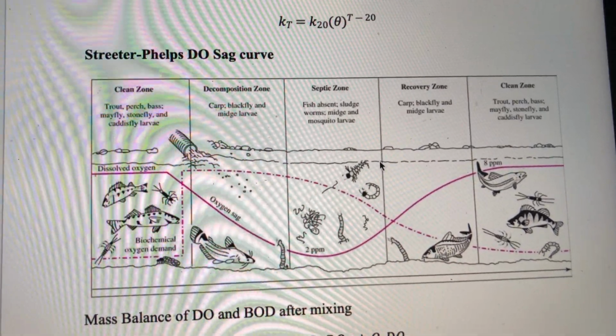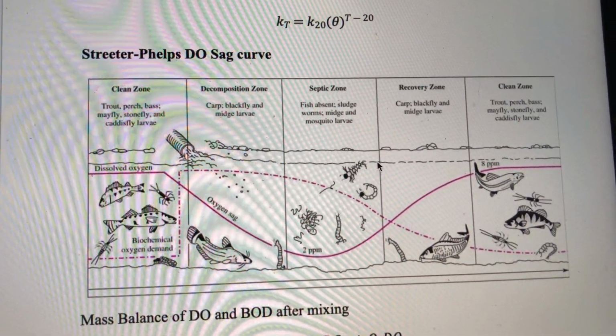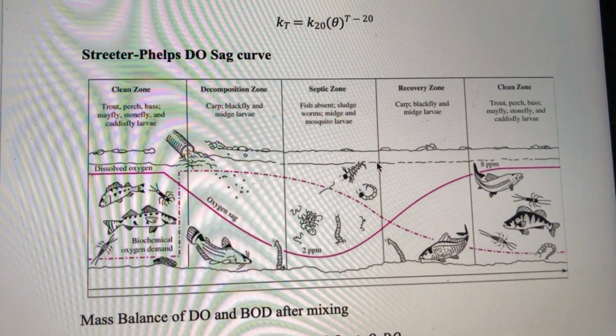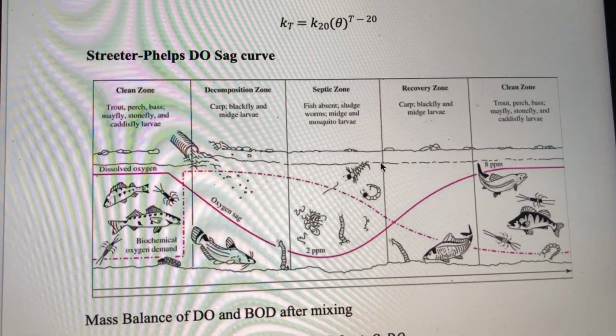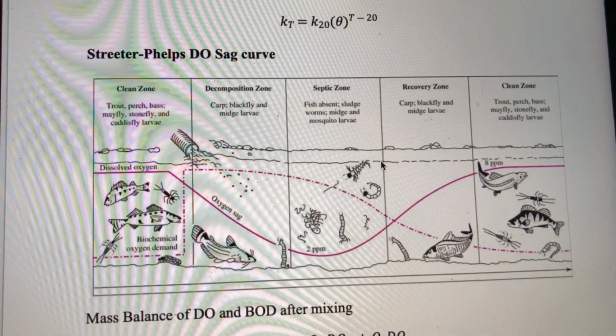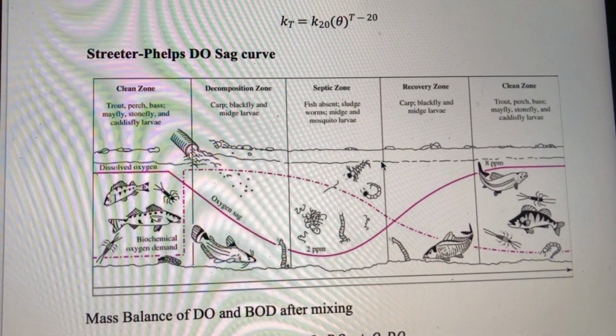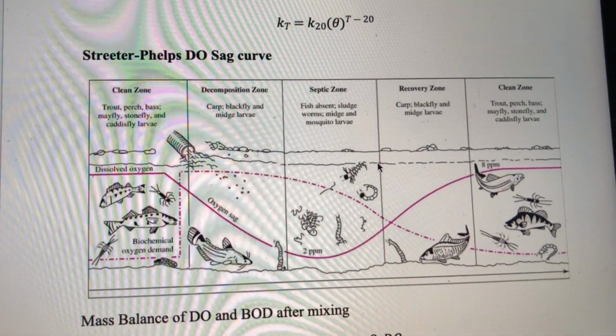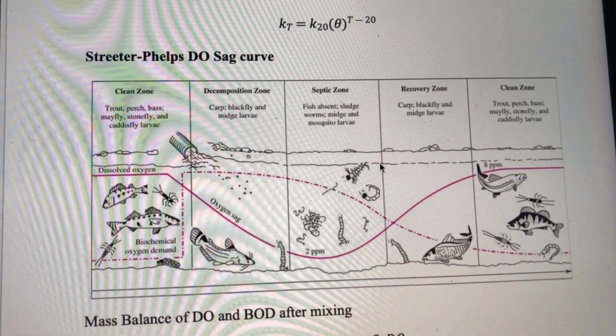Then that brings us to the septic zone, which is where the oxygen levels are at 2 parts per million, and in the septic zone, it's the lowest level. This is where fish start to die, and all of the fish have left, and they start to die because of the low oxygen. They no longer have oxygen.